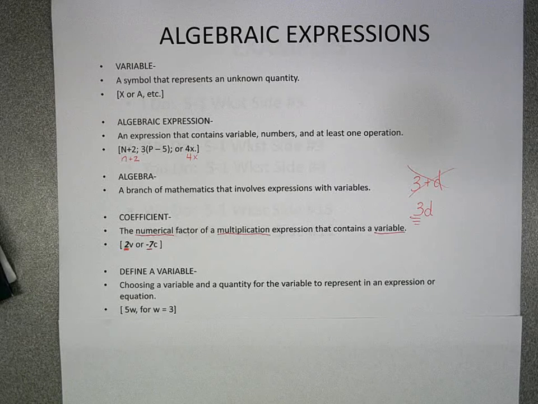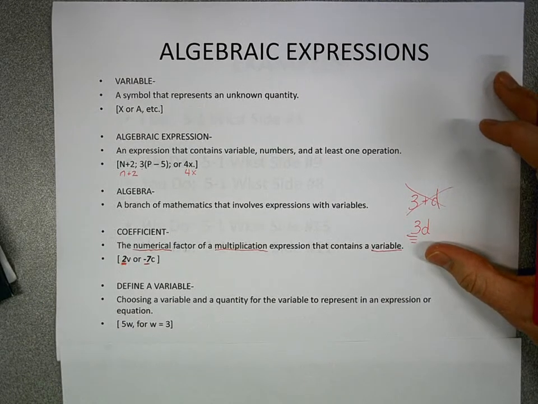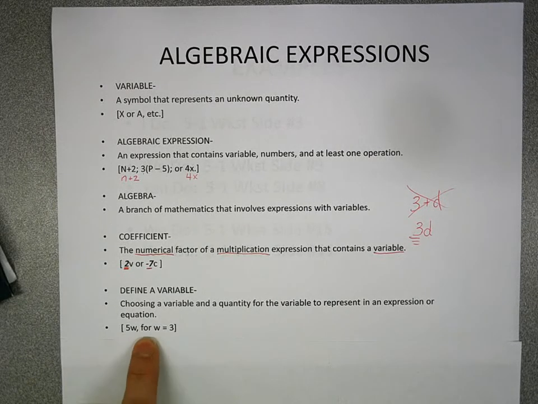Okay, guys, questions on any of those vocab words? Okay. BJ? What was the example for defining the variable? I can see it. 5w for w equals 3. 5w for w equals 3. Okay, guys, other questions?